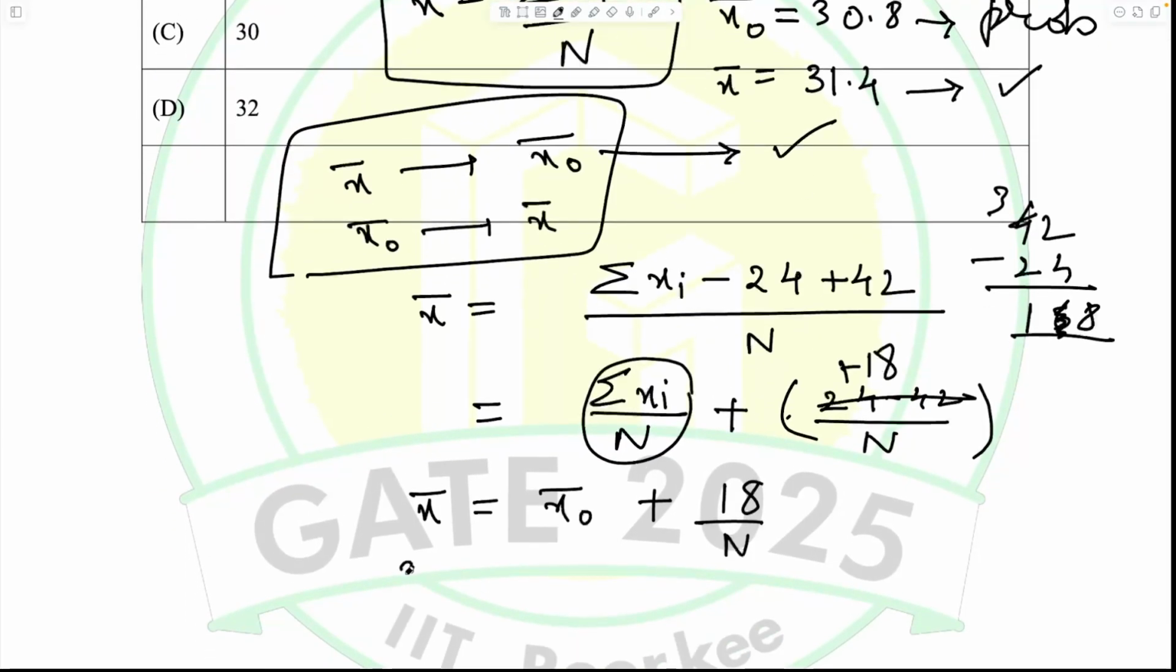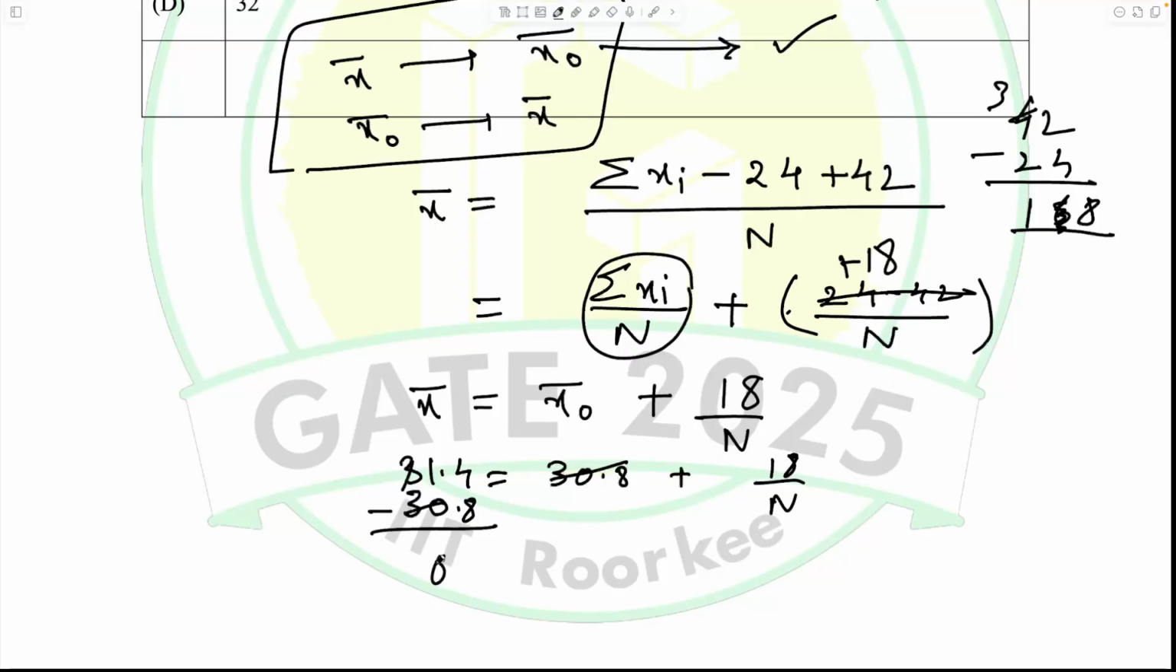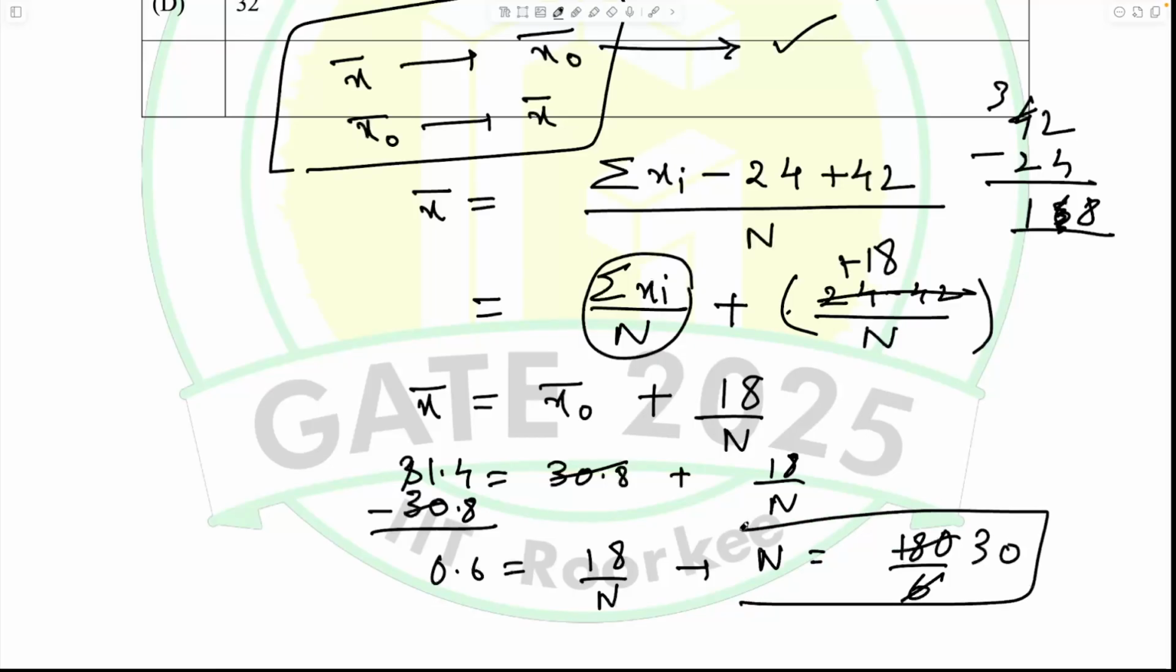So let's put in the values and find the answer. 31.4 is equal to 30.8 plus 18 by N. This thing being subtracted from this, this part directly cuts out, and this part gives us 0.6. So 0.6 is equal to 18 by N. That gives you N equals 180 by 6, which is 30. So from direct deduction we got the answer.